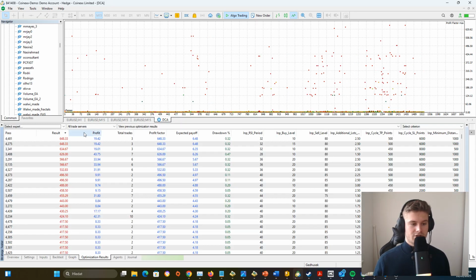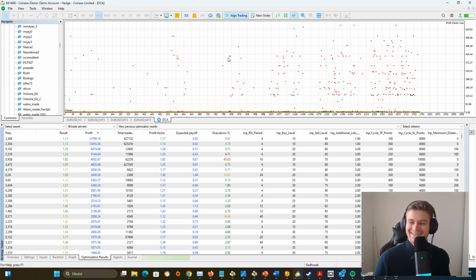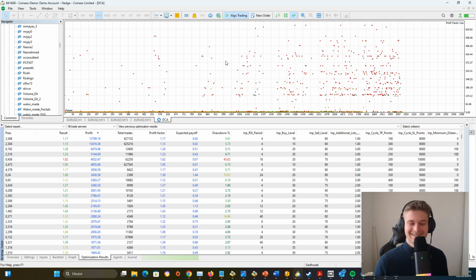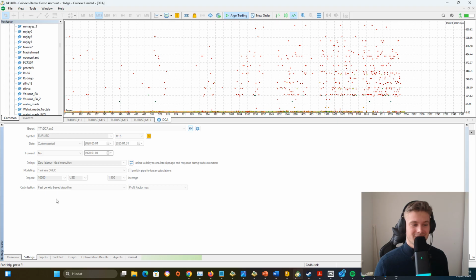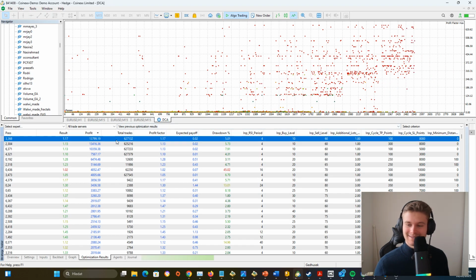Well, let's check. Oh, this is not bad. This is pretty nice, to be honest. Of course, we have to keep in mind that we are using 0.01 lots on a 10,000 account. But this is quite nice.